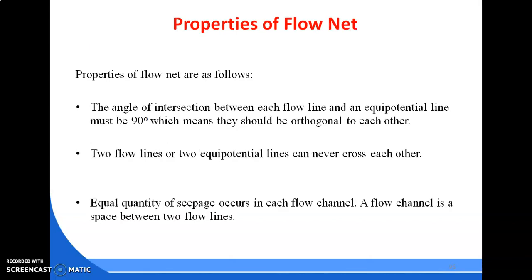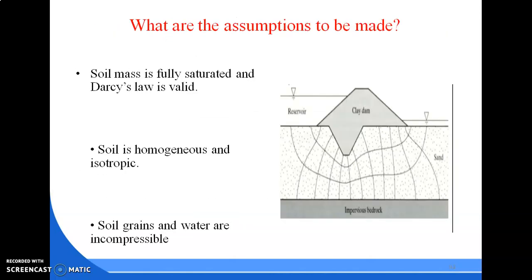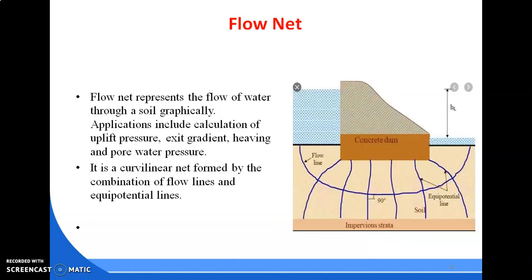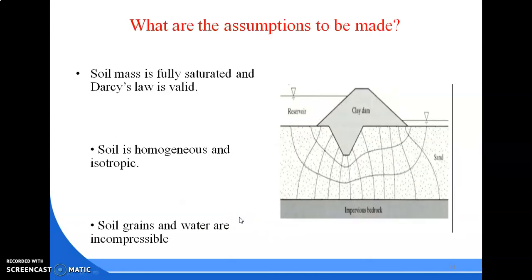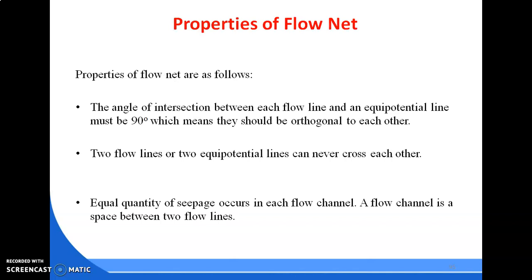Next is properties of flow net. Some properties are: the angle of intersection between each flow line and equipotential line must be 90 degrees, which means they should be orthogonal to each other. Already I have told you, and also shown in this figure. See again this one. The angle between the flow line and the equipotential line is always 90 degrees. So this is the main property of flow net.